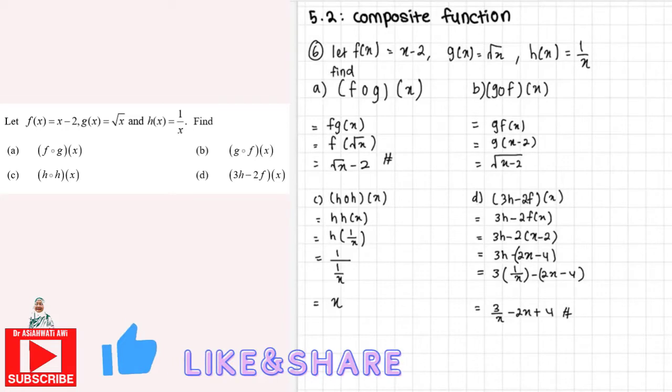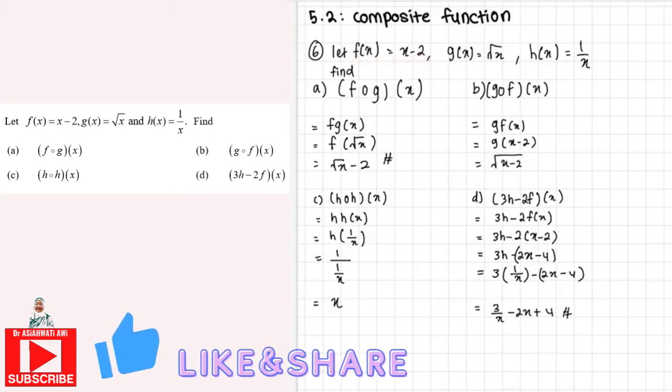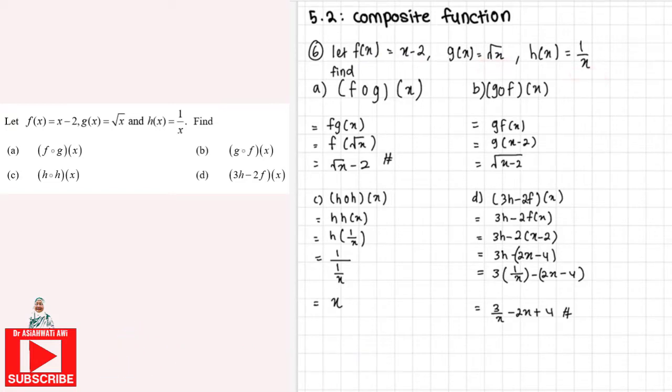Question 6 gives function f(x) equals x minus 2, function g(x) equals x, and function h(x) equals 1 over x. So A, find f of g(x). We find g(x) first. It gives x, right? Then we just sub x into the x in function f(x), so it will be x minus 2. This is the final answer.